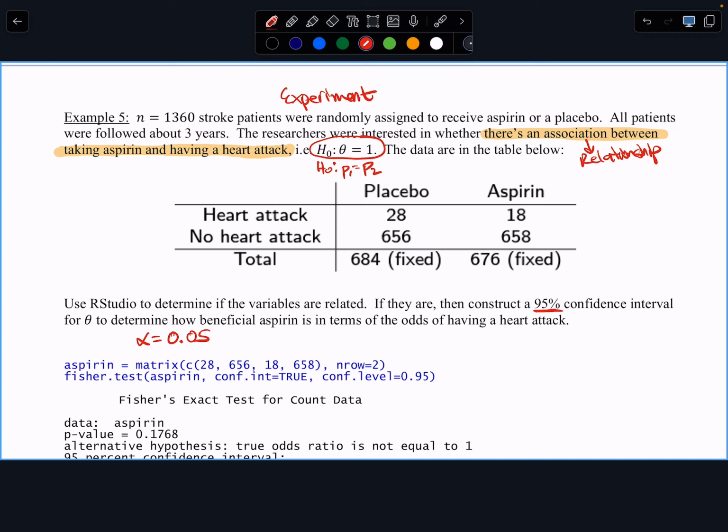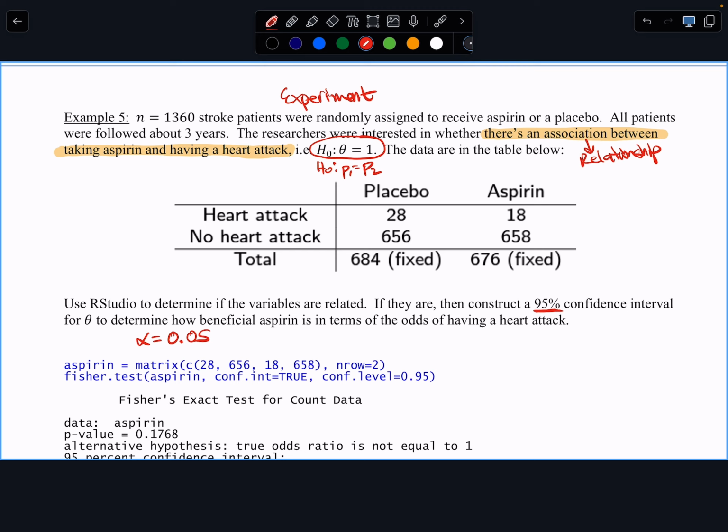All right, so I've got to enter my data, and I'm going to enter it just the way I see it on this chart here. Got to enter it as a matrix, so I'm calling my data set aspirin. You can call it whatever name you want. It equals, I'm going to use my matrix function here, enter my first column and then my second column, right? And I tell it the number of rows.